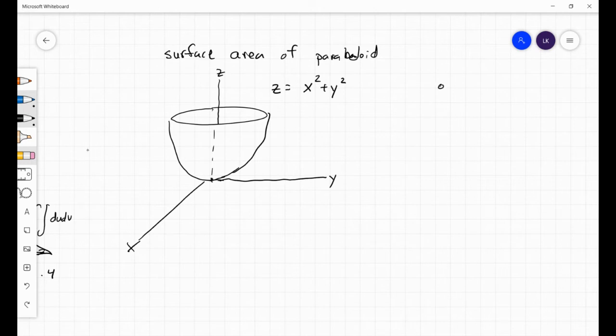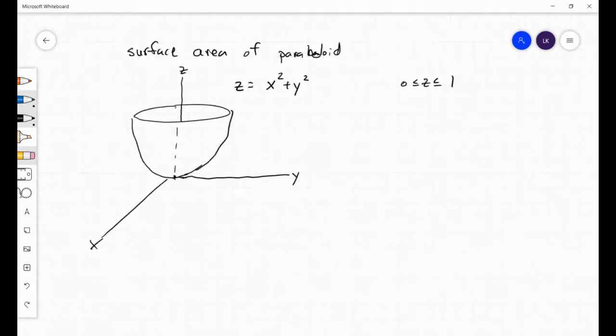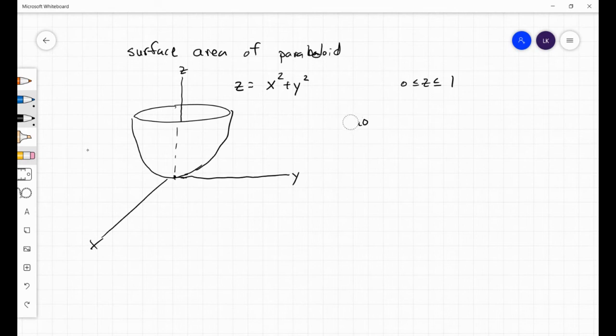And let's suppose z goes from 0 to 1. So to find the surface area of this object, we need to find a parametrization, and there are two obvious ones. Let's see what the difference would be. One is in terms of x and y, because one of the variables there is already a function.